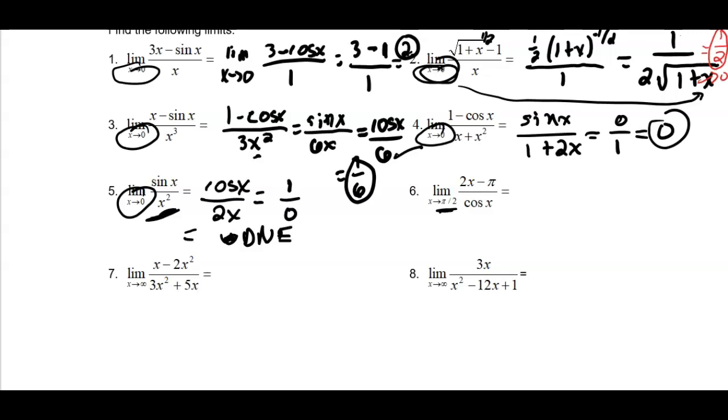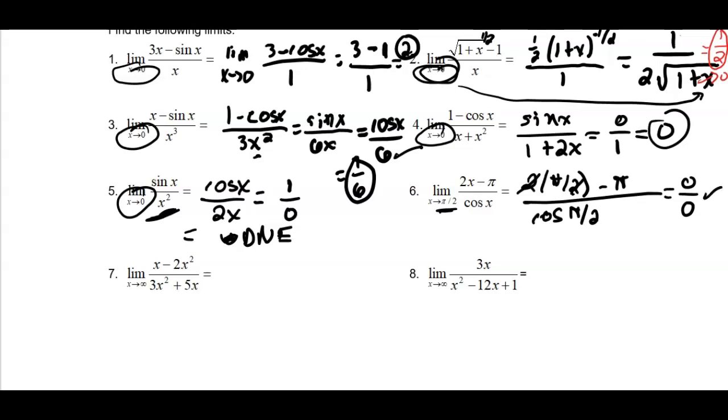The important part is, do we get 0 over 0 when we evaluate our limit? And we will in this case. So if I took my pi over 2 and I do 2 times pi over 2 minus pi, and then in my denominator, the cosine of pi over 2, we would see that these 2's would cancel. You get pi minus pi in the numerator, and then we get the cosine of our 90-degree angle. That's going to be 0 over 0.